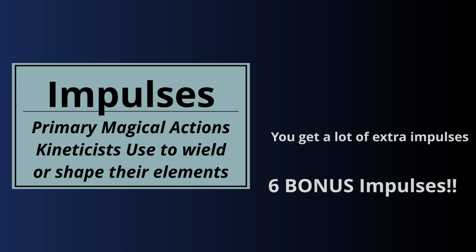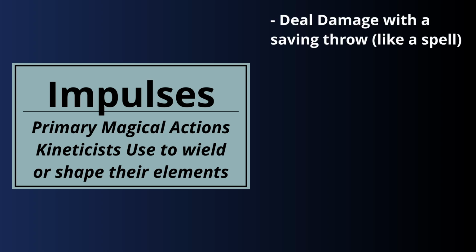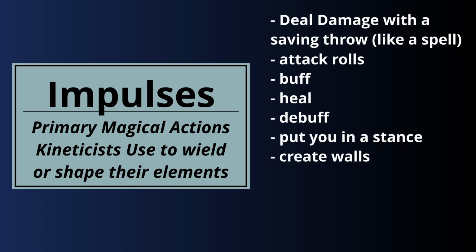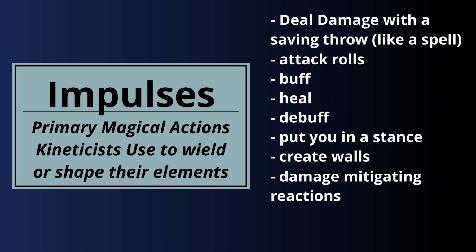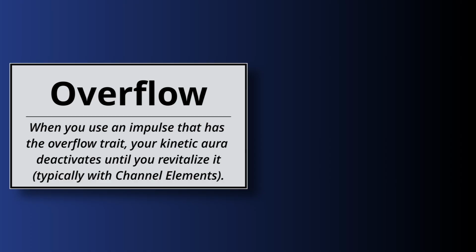Thank you very much. There are all kinds of impulses. There are impulses that deal damage with saving throws and impulses with attack rolls. There are impulses that buff, that heal, that debuff. There are impulses that put you in a stance. There are impulses that create walls and control a battlefield. There are impulse reactions that mitigate damage. There are impulses that create armor around you and put a functioning shield in your hand. They do a lot of cool things.